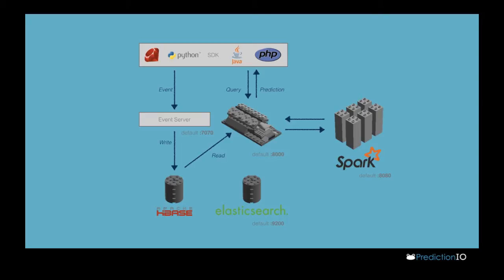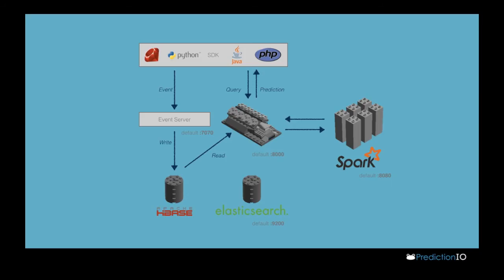So, as I said before, we're built on top of other open source frameworks. So we use Apache Spark as our core data processing framework. We use HBase for storage. And we use Elasticsearch for saving all the metadata. So when an engine is built, when an engine is trained, when it's deployed, that's all stored in Elasticsearch. And for a particular engine instance, so that's when an engine is trained with a certain set of parameters, with a certain data set, we serialize that as JSON, and we store that in Elasticsearch.